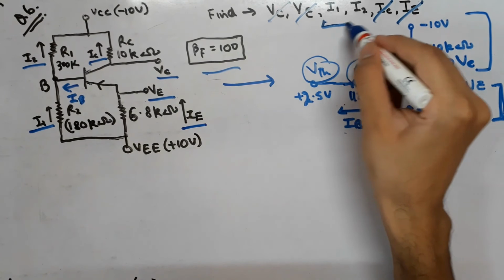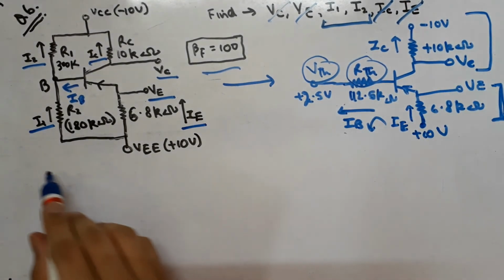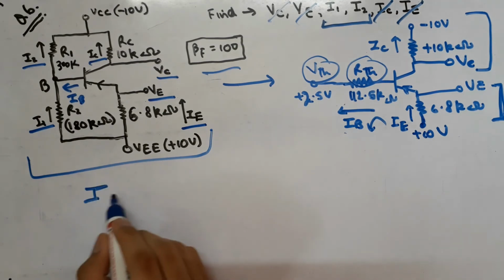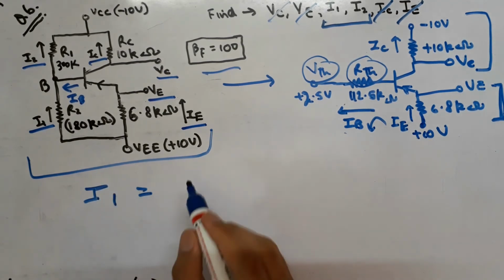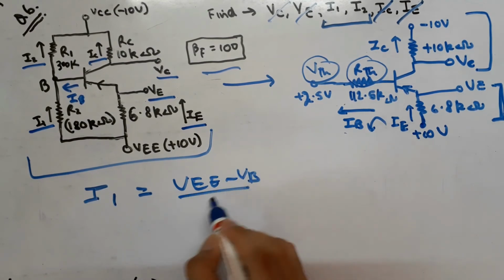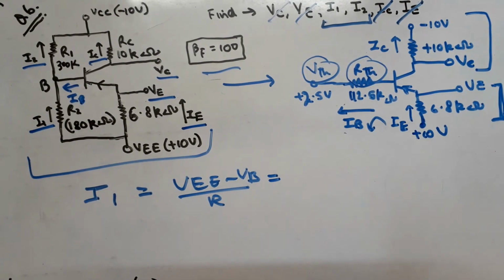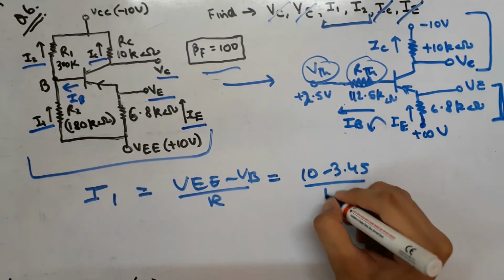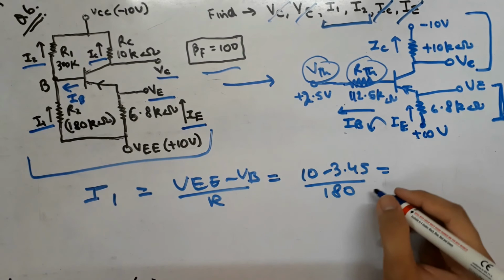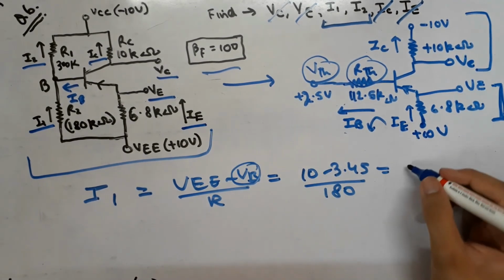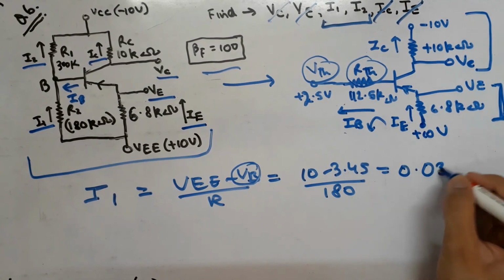Now we have to find the value of I1 and I2. For this we will look at the first circuit. Now from here we can see that I1 is equal to VEE minus VB upon R2. From here we can get the answer as 10 minus 3.45 upon 180. We have simply put the values that were given in the question and we have found out the value VB previously. Now we will get the answer as 0.036 milliampere.